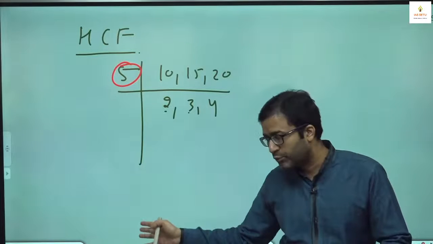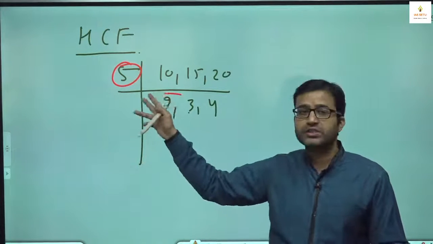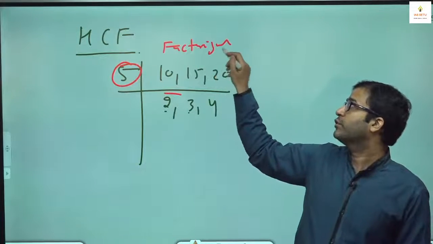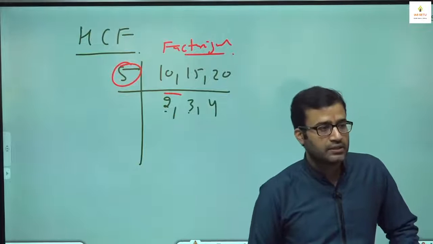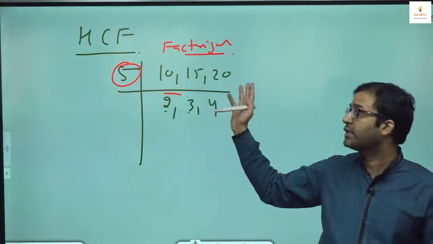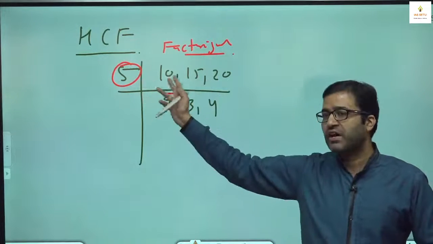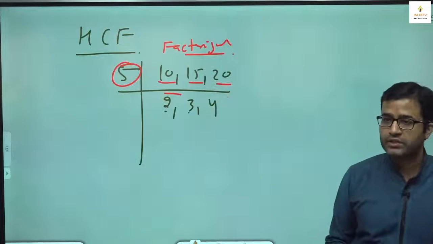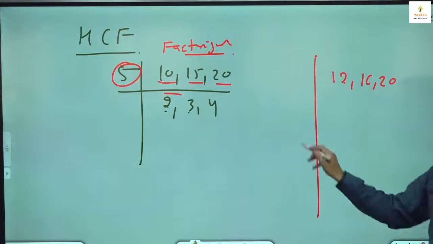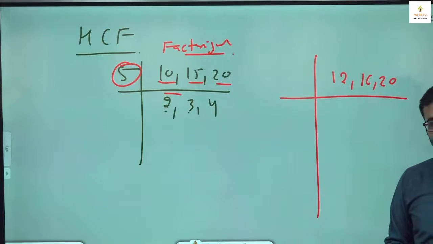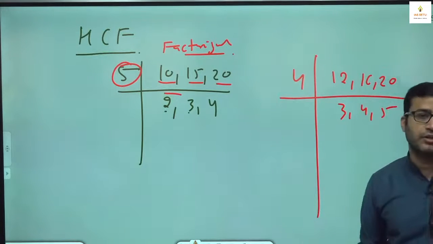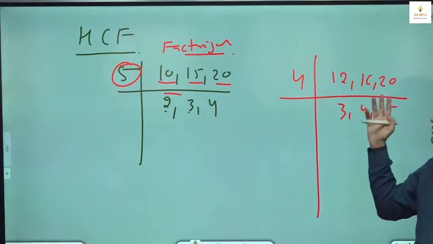LCM is up to the last step you have to go. In HCF, if you use this, it is called the factorization method. इसको हम factorization method बोलते हैं actually. If you use the factorization method to find LCM and HCF, in LCM we have to go up to the last step. In HCF it is a single step, that it has to be common from all the numbers. Here it is 5. Now if I ask you 12, 16, 20, what is the HCF of 12, 16, 20? 4. Because 4 is common from all the numbers. After that we don't have any other common factor. So the HCF of 12, 16, 20 is 4.